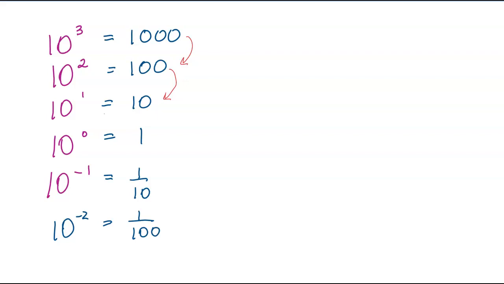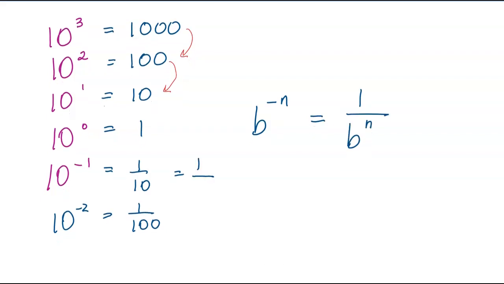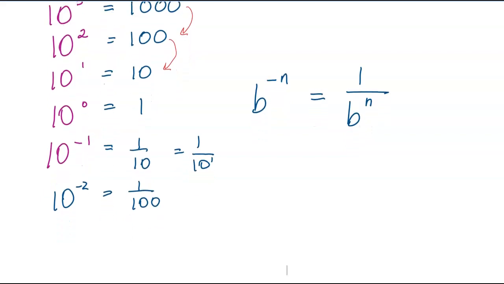So here's what the rule looks like at this point. When you have a negative exponent, like a base to the negative n, that is equal to 1 over the base to the n power. This is 1 over 10 to the first, right? This is 1 over 10 to the second. So a base to the negative power is simply the reciprocal of that base to the positive power.